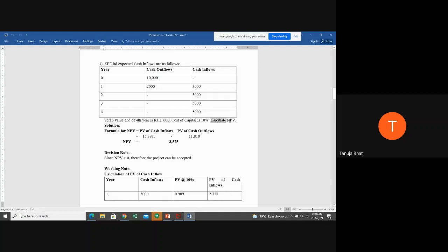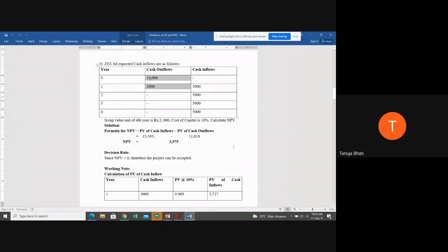Compute NPV. So now can anyone tell me what are the two cash outflows given in the problem? That is 10,000, 2,000, and cash inflows are given from year 1 to 4. Now what is the discount rate that is given in the problem? Yes, 10%. Now we have to calculate NPV. So what is the formula to calculate NPV? PV of cash inflows minus PV of cash outflows. Now, can we directly write 12,000 students as cash outflow?